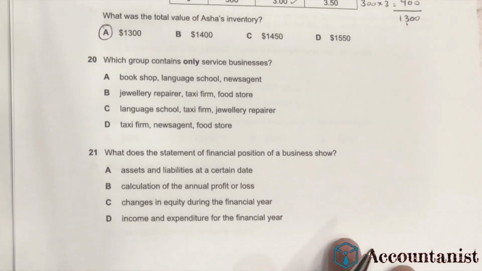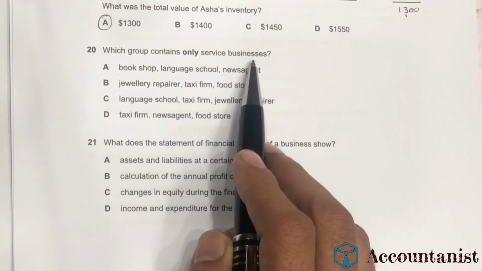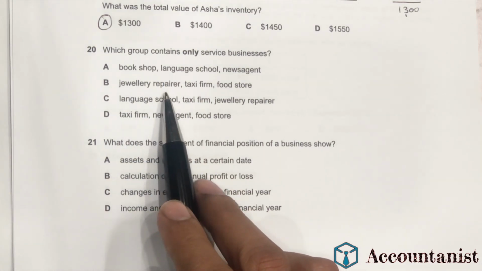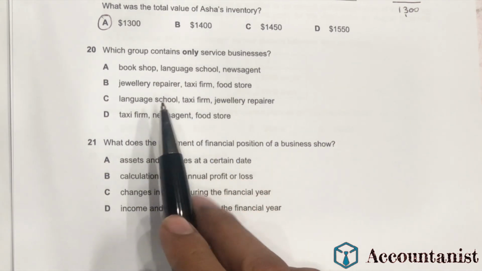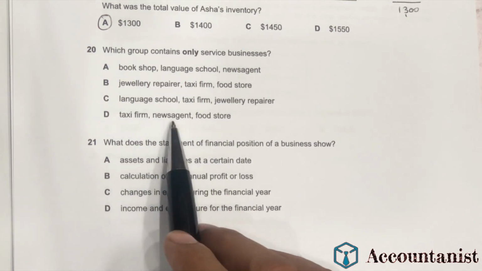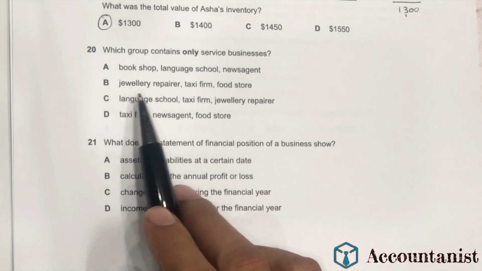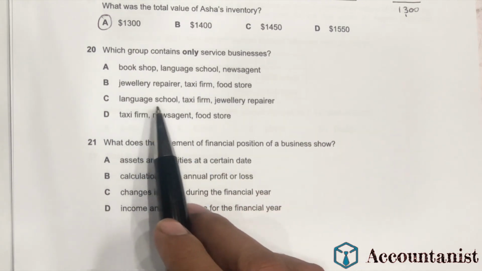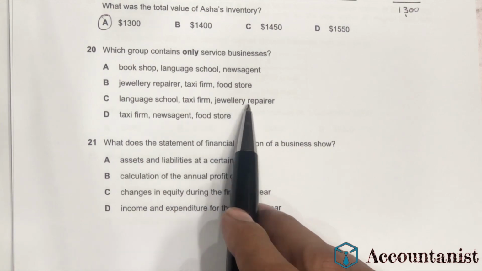The next question, question number 20, asks which group contains only service businesses. A bookshop is a trading business, a jewelry repairer is a service, a taxi firm, and a food store. Language school, taxi firm, jewelry repairer is the right answer; a food store is a trading business. Obviously schooling is a service, a taxi firm also provides services, and a jewelry repairer also provides services.